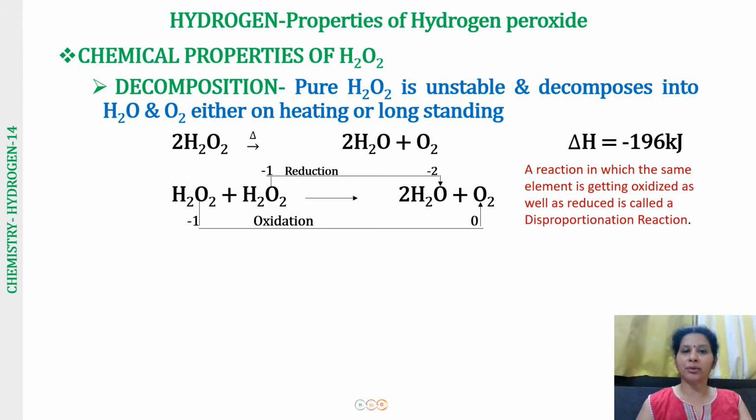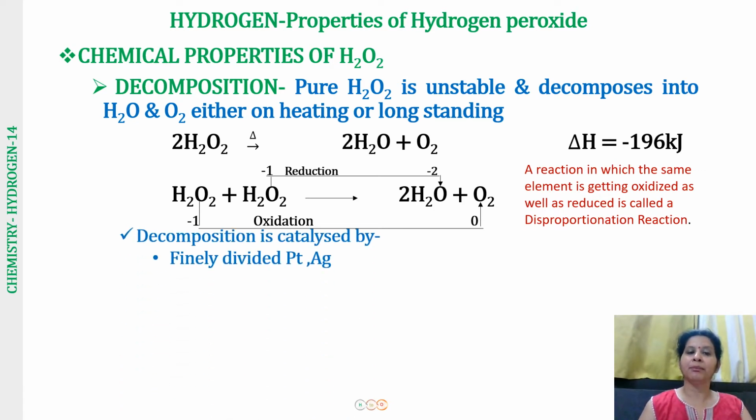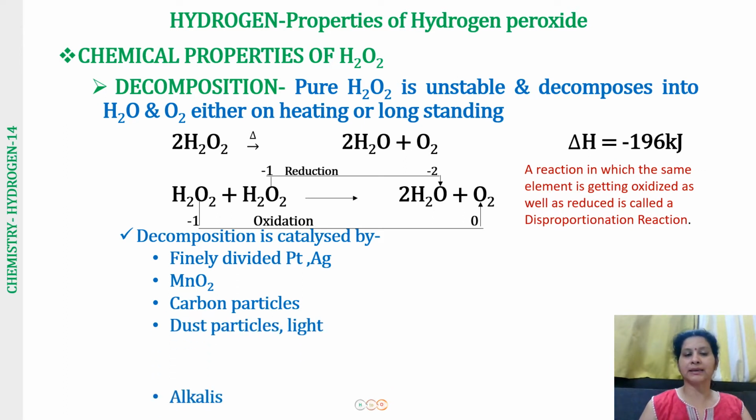Now, this decomposition is catalyzed by a lot of things. So the breakdown of hydrogen peroxide can occur in the presence of many things. For example, most of the transition elements, for example finely divided platinum, silver, can increase the decomposition of hydrogen peroxide, right? Similarly, transition metal compounds like manganese oxide can also increase the decomposition of H2O2. Carbon particles, dust particles, light, alkalis, rough surfaces, they all catalyze the decomposition reaction.